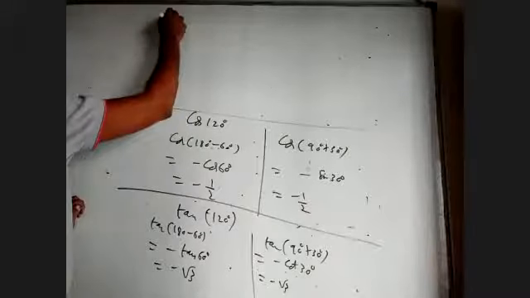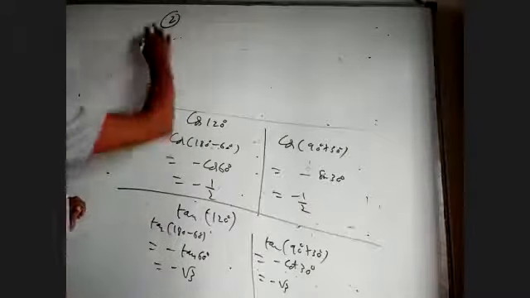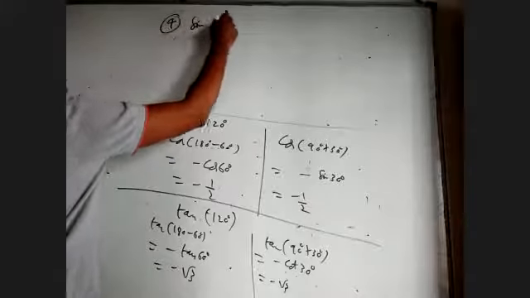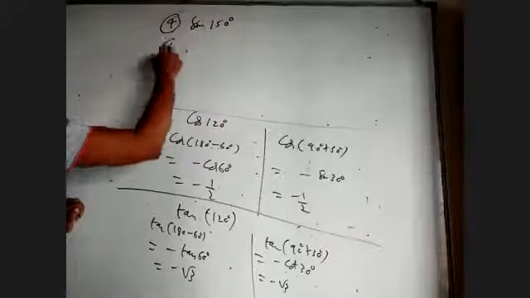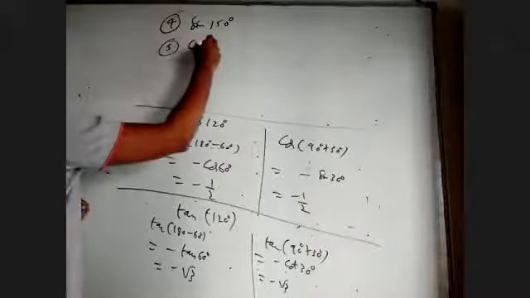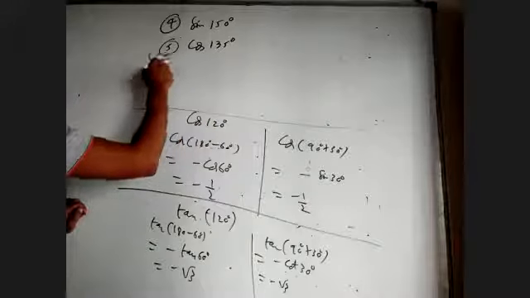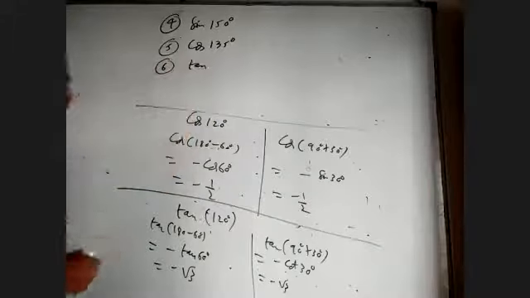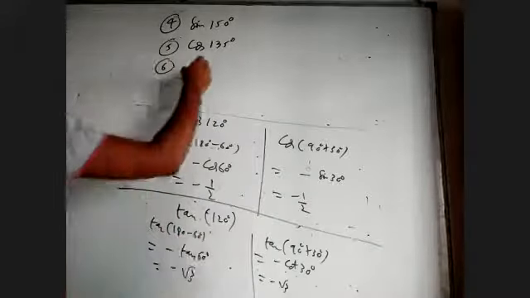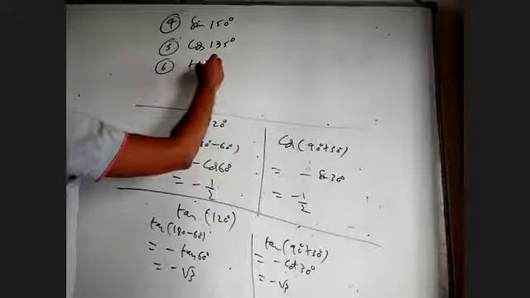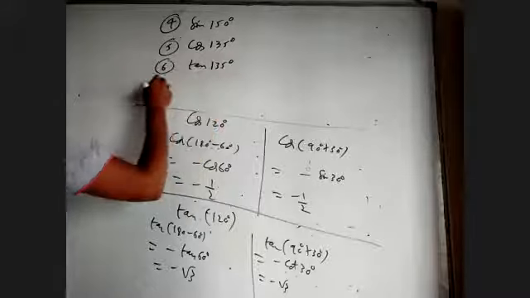I want to find that is the first. We already did 3 questions. Okay, so this is the 4th question. Sin 150, cos 135 degrees. Okay. Tan also 135.